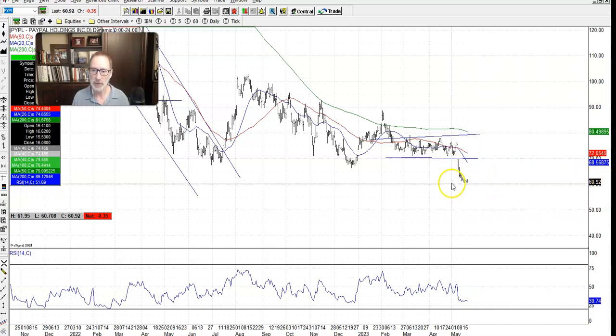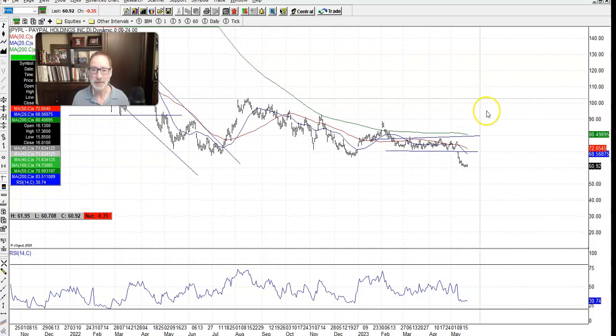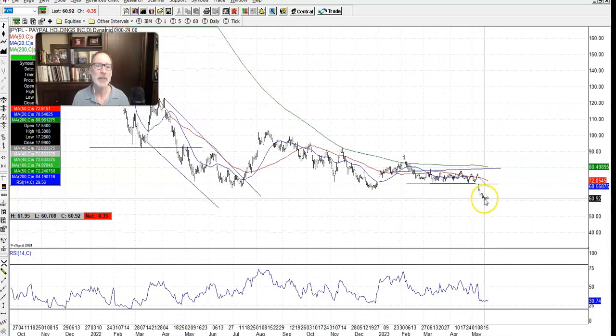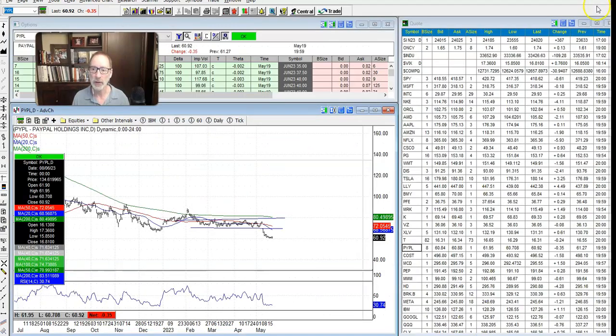So $60 maybe support for the time being, but who knows? PayPal, I don't have any opinions one way or the other. I'm letting the chart show me what it wants to show me and then go from there. Let's see what else we have.